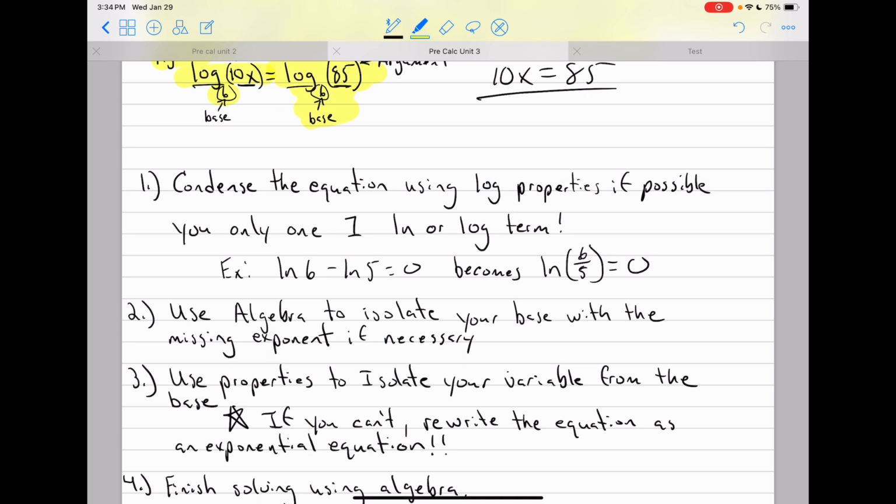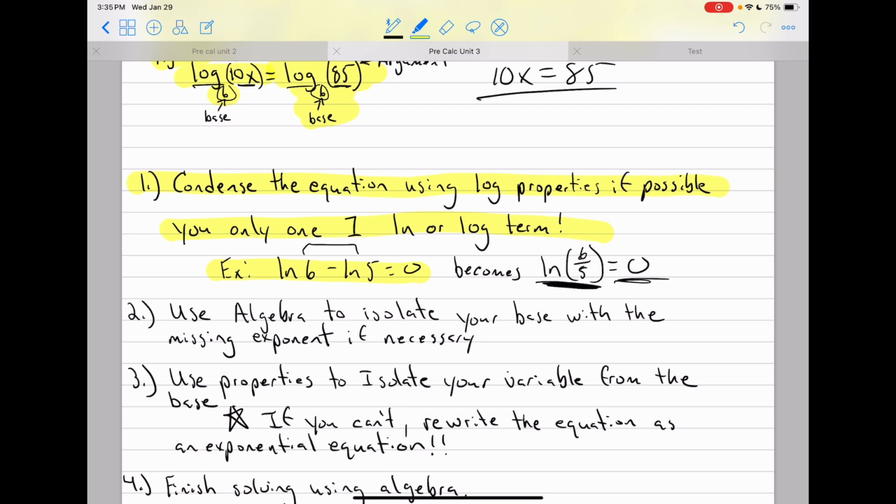All right, now, here are your steps in general. 1, condense the equation using log properties if possible. You only want to have one natural log or log term, right? So if you have something like the natural log of 6 minus the natural log of 5 equals 0, we need to get these things together, right? So we're going to use those properties. Those are being subtracted, so that's like the quotient property. So that's the same as the natural log of 6 over 5 being equal to 0. And then you're going to move from there, all right? So anytime you see two sets of logs or two sets of natural logs or even 3, you need to condense them into one.